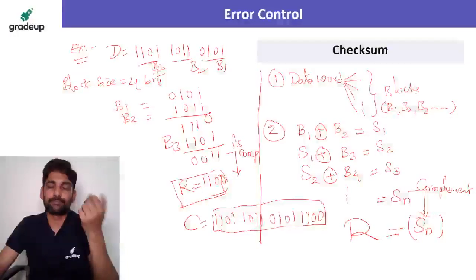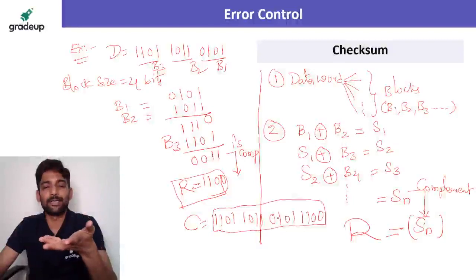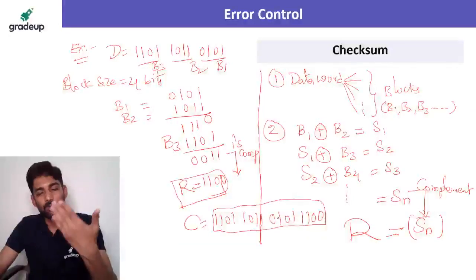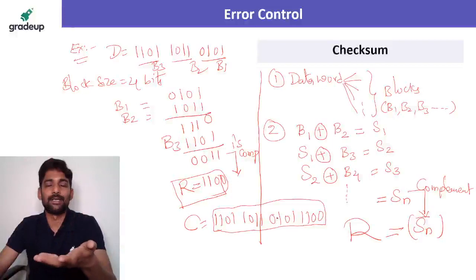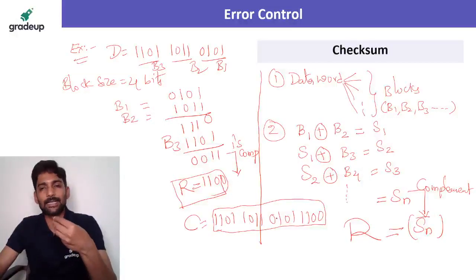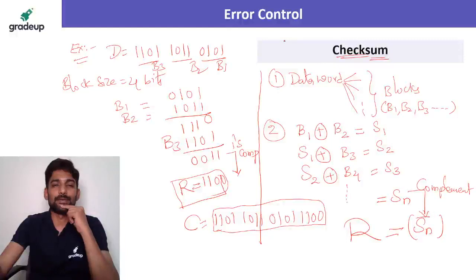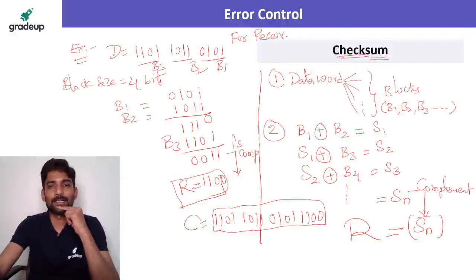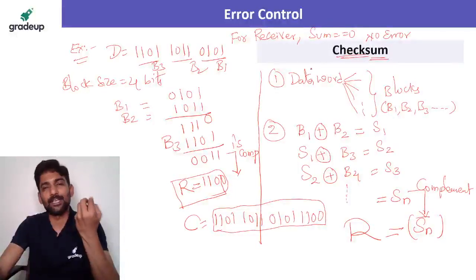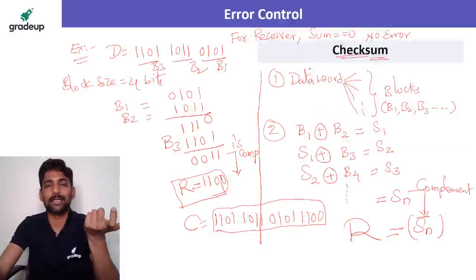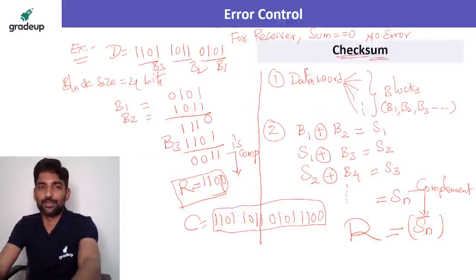Receiver also does the same. If the receiver gets anything different than this code word, whenever he does the same process, divide into blocks, get the consecutive sum, and whenever he checks that sum, if he gets 0, so for the receiver, if the final sum is equal to 0 it means no error. Otherwise, any non-zero result tells there is an error. So this is what the checksum procedure is.